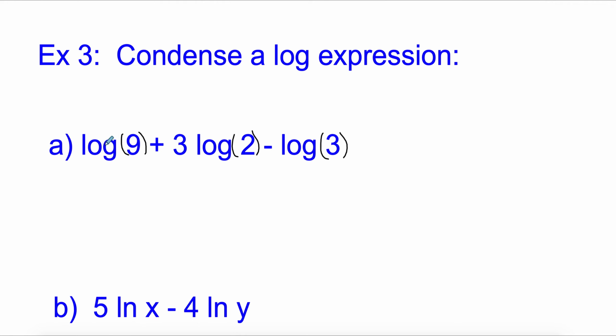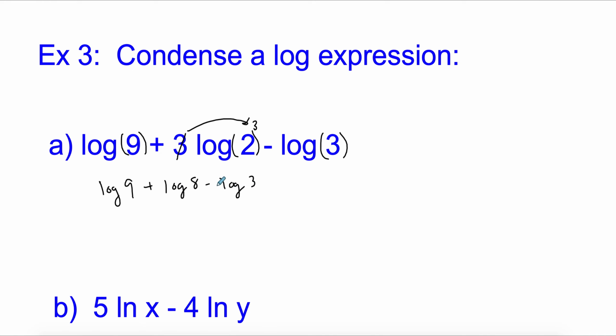That 3 does not go with this log. This 3 goes with this one right here. Some people get those confused. Like the 5 down here goes with this natural log, and the 4 goes with this natural log. Okay? So what I like to do on these first, numbers in front of logs, remember those bounce up top as exponents. So that 3 is going to move here to make it 2 to the 3rd. And I'll do this in a few steps here so you can kind of see what we're doing. So log of 9 plus, that'd be an 8, log of 8 minus log of 3.